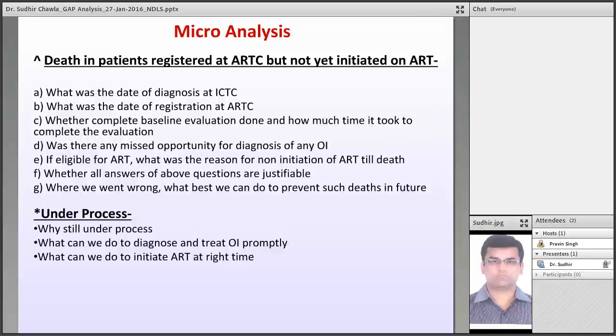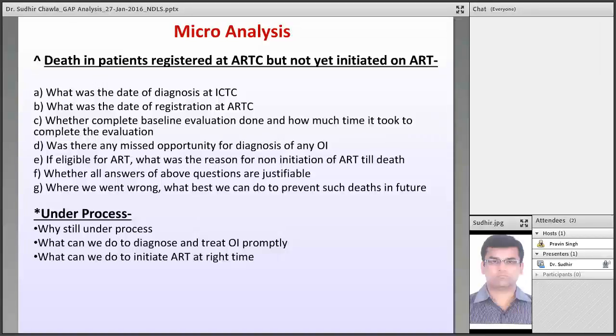Then if the patient was eligible for ART, what was the reason why the patient was not initiated on ART? Whether there was any justifiable reason or something else which we can control ourselves, that we have to look into.